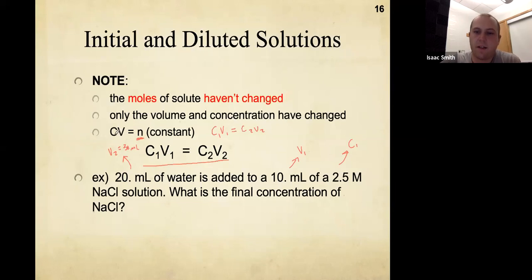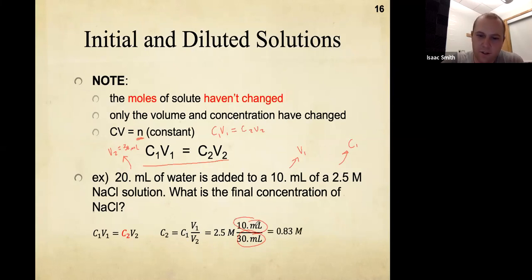So now we have 3 of the 4 unknown variables, and we can plug it in and solve. This is initial volume, this is final volume, because you add 20 mils to 10 mils, you're going to get 30 mils. And then you multiply by the initial concentration, and you're going to get the final concentration. Okay. All right, cool.